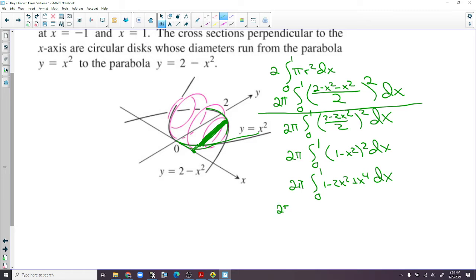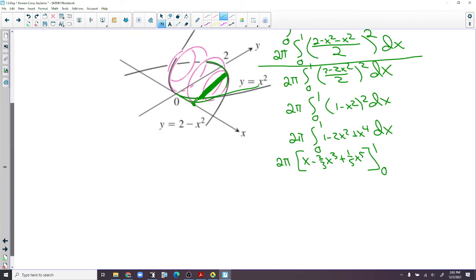How about a little integration? X minus 2/3 x to the third plus 1/5 x to the fifth. We got to deal a little bit with fractions, but by splitting it up, it makes it a little easier because the fractions will only come from 1. If we had -1 to 1, then we'd have a whole bunch of fractions. So I really like splitting it up when you can.